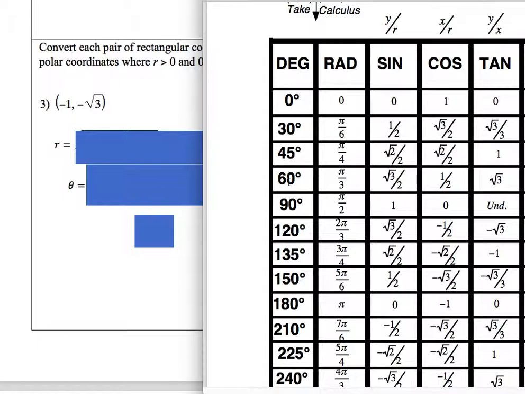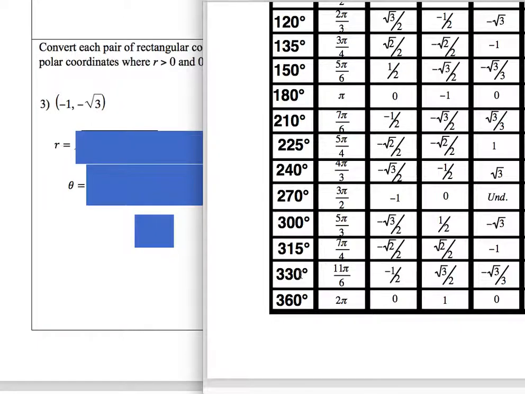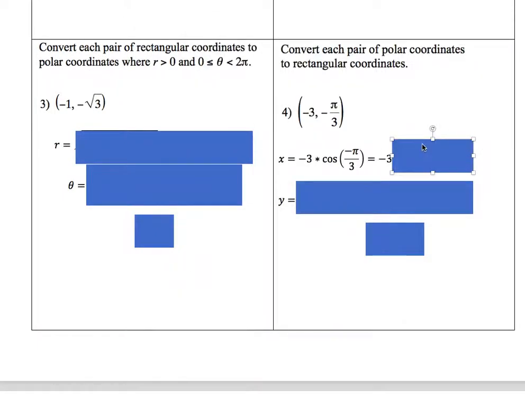positive pi/3 is 60 degrees. So -pi/3 would be what, 330 degrees, is that right? No, it would be 300 degrees because I'm subtracting 60 degrees. Yeah, so it would be 300 degrees. So cosine is going to just be 1/2, and sine, just for future reference, would be -√3/2. All right, so I'm going to have cosine of -pi/3 is 1/2. I multiply that by -3, I get -3/2.